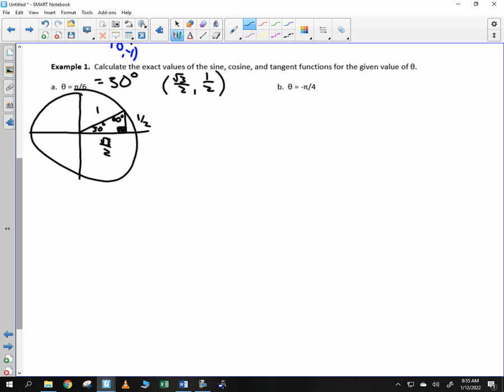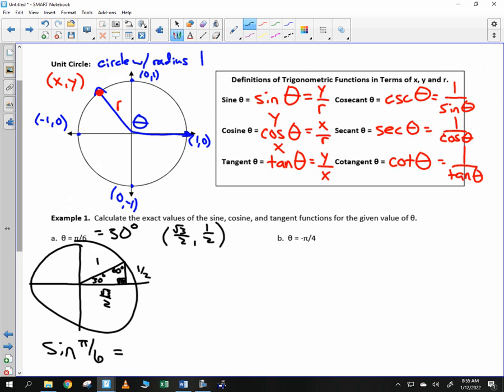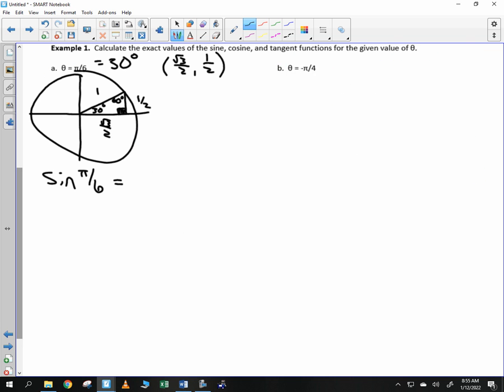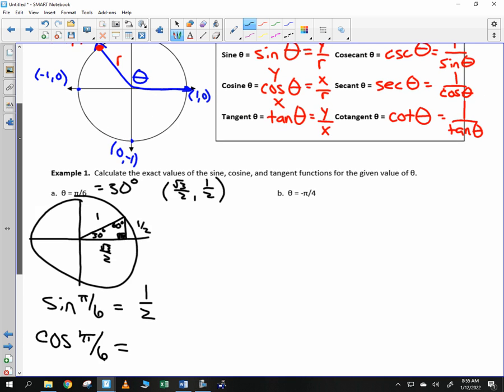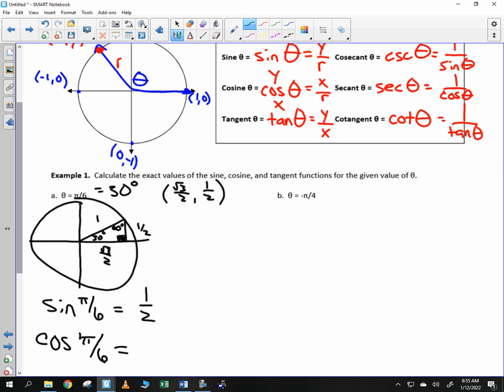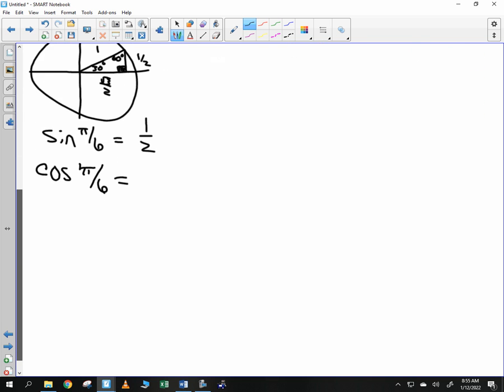So here's the new piece for today. We're going to determine the sine of pi over 6. The sine of pi over 6, according to my chart, says it's the y value. So the sine of pi over 6 is 1/2. The cosine of pi over 6, my chart says it's the x value. So the cosine of pi over 6 is root 3 over 2.